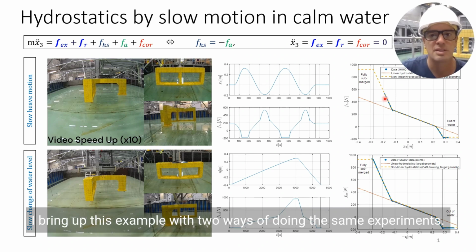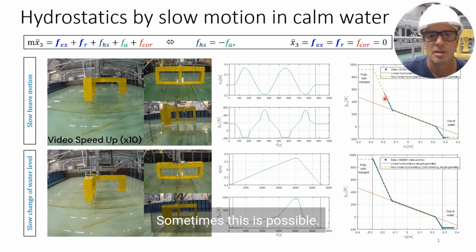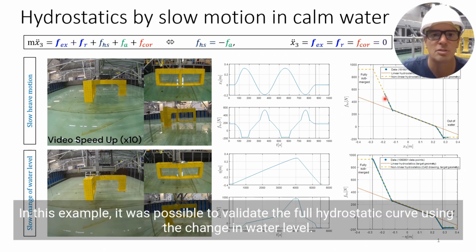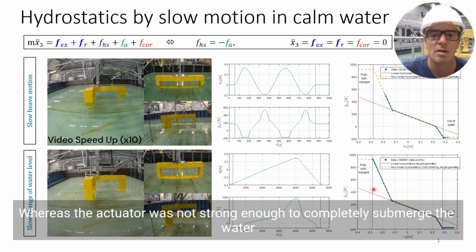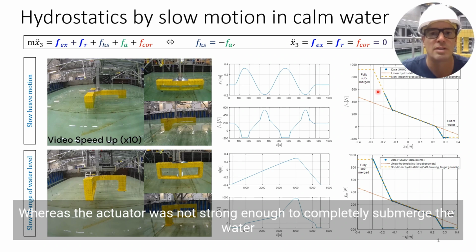I bring up this example with two ways of doing the same experiments. Sometimes this is possible. In this example, it was possible to validate the full hydrostatic curve using the change in water level, whereas the actuator was not strong enough to completely submerge the model.